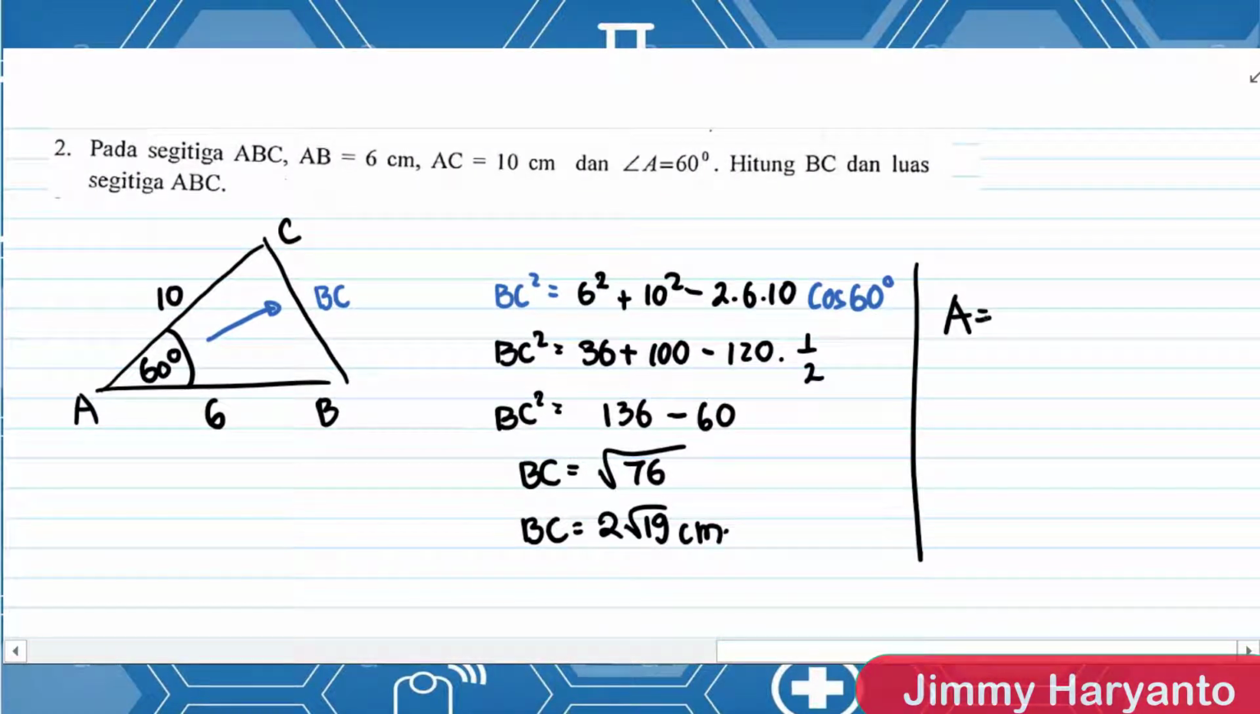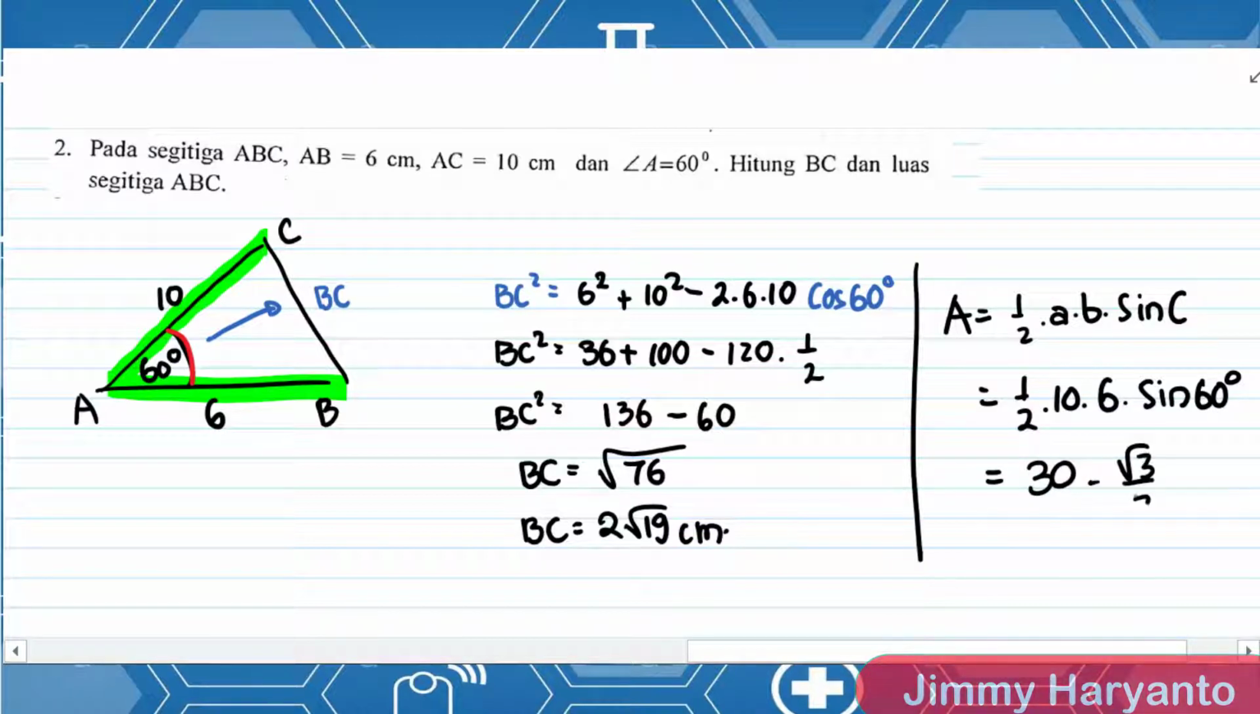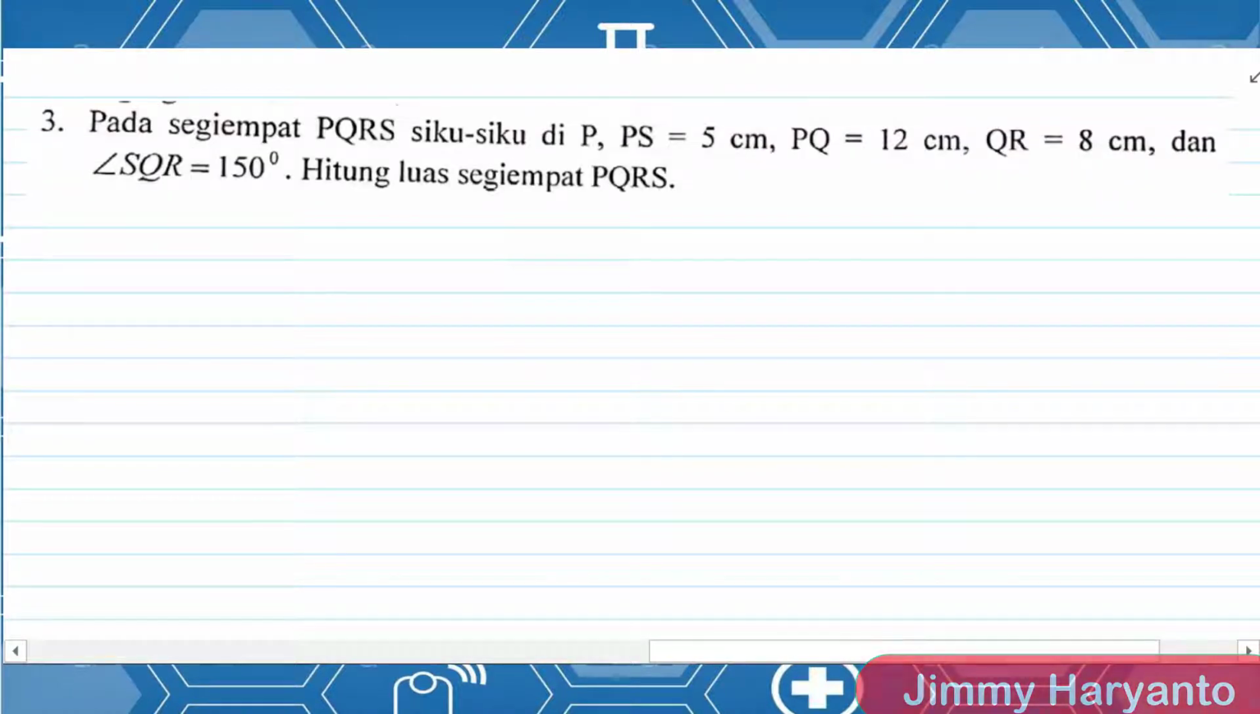So BC is already found, and then the area. For the area, equals half times a times b times sine C. For this one, I will use these sides 10 and 6, which means the angle should be this one, 60 degrees. So I will put half times 10 times 6 times sine 60 degrees. That gives 30 times square root of 3 over 2, crossing out to 15, so the answer will be 15 square root of 3 centimeters squared. There you go. And then the next is number 3.